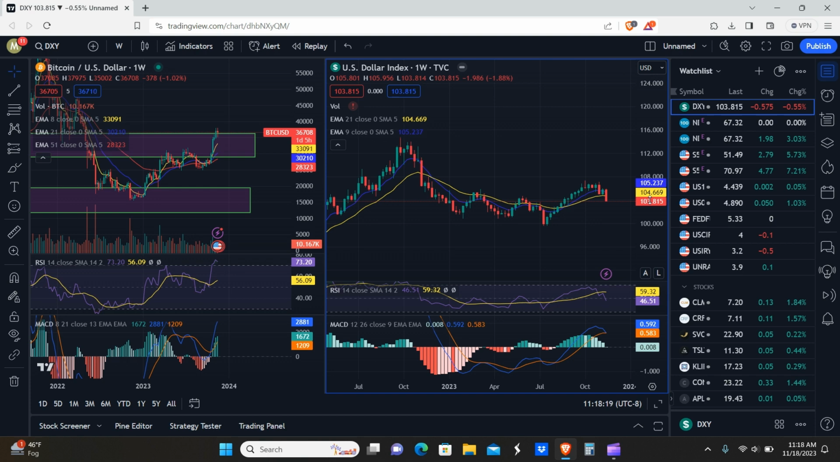So how the US dollar works by itself, it just kind of goes up and down. You can trade it on futures. There is a futures US dollar version that can be traded.